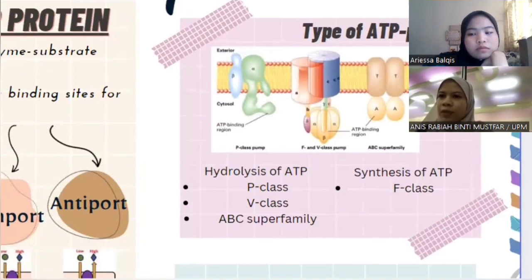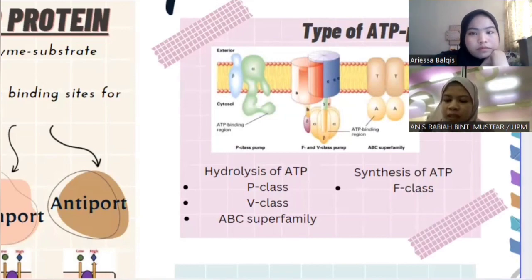The P class pump, P stands for phosphorylation. For V, the V class pump is present in vacuoles. The ABC superfamily stands for the ATP binding cassette. For the synthesis of ATP, the F class pumps are present in mitochondria, chloroplasts, and bacteria, where they produce ATP for use by the cell.